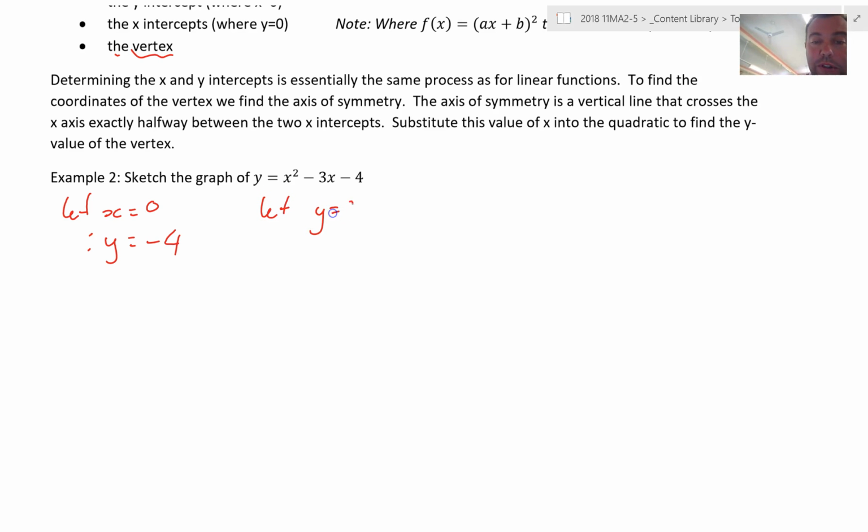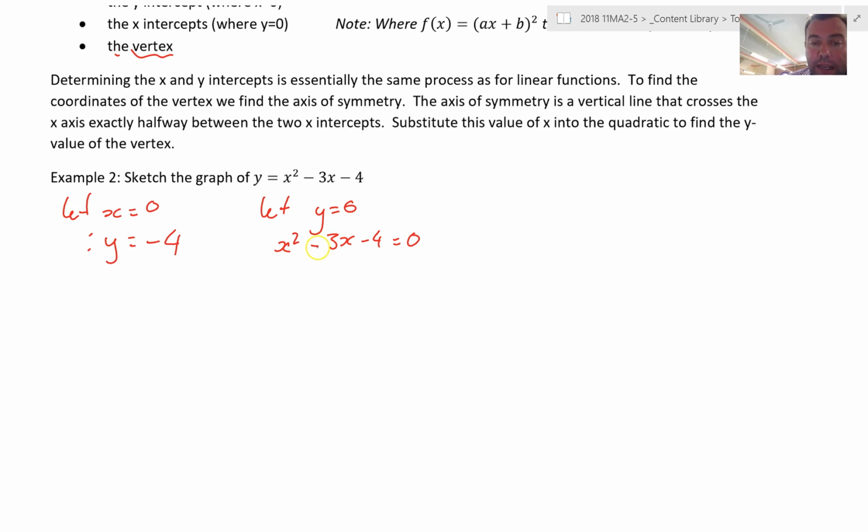Let y equal 0 gives me the x-intercepts, right? But that tells me that, I'm just going to change this ever so slightly, x squared minus 3x minus 4 equals 0. What are we going to have to do? We are going to have to factorise that.